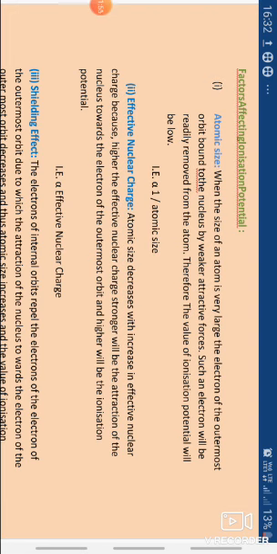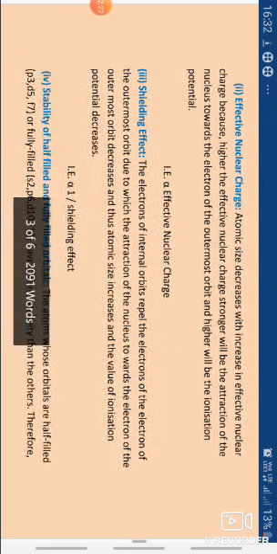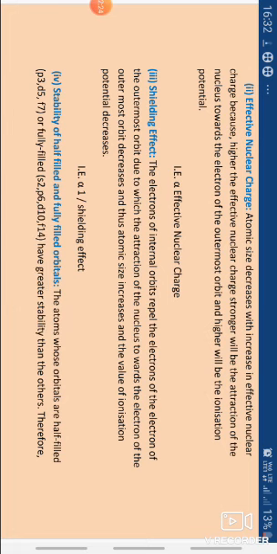It means the higher the nuclear charge, the more the atomic size is contracted and the electrons are tightly bound to the nucleus, so these tightly bound electrons can be removed only by applying higher energy. So the ionization potential is higher if the effective nuclear charge is higher. There is a direct correlation between the ionization enthalpy and effective nuclear charge. The next is shielding effect.